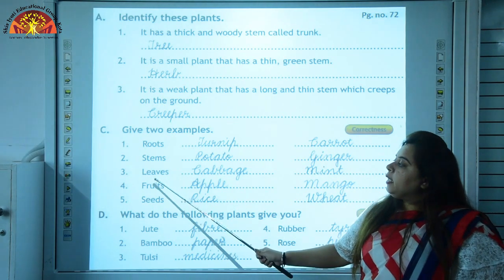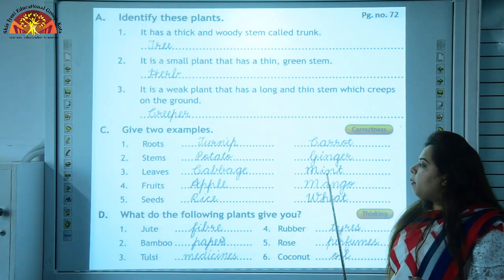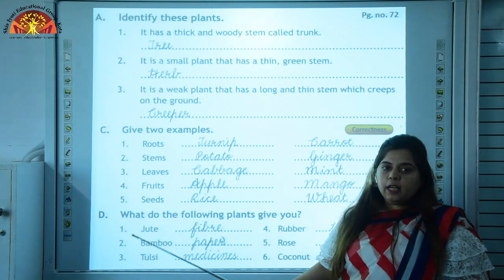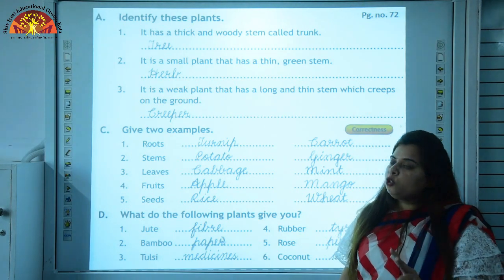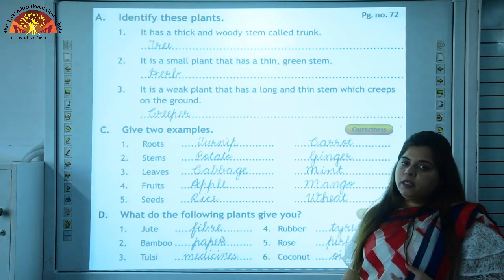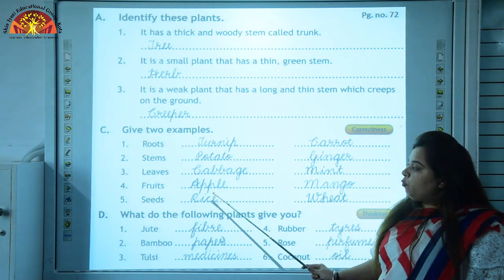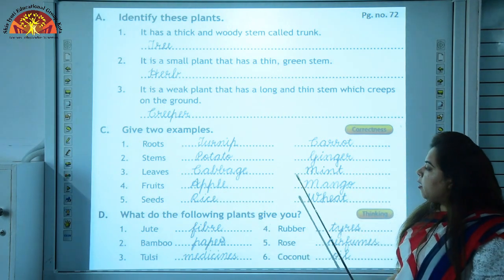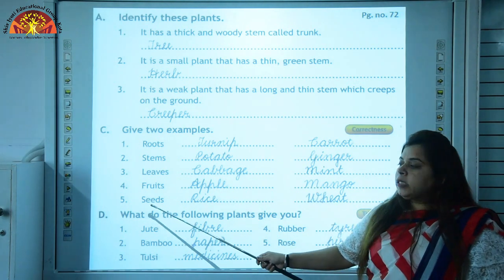Number 3, leaves. Leaves that we eat are cabbage and mint. There are many more leaves that we consume, but here we have to write only 2. Fruits. Children, we eat different kinds of fruit. Again we have to write 2 fruits. Name of 2 fruits, apple and mango. We will write apple and mango. Now seeds.